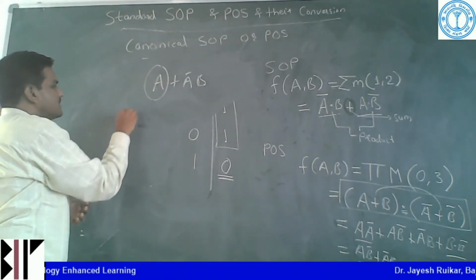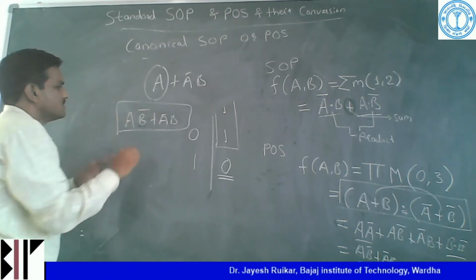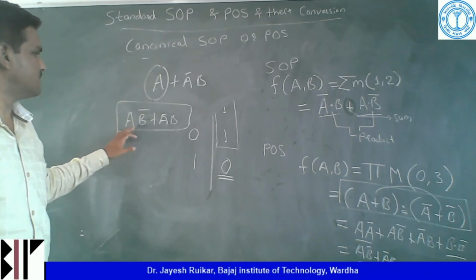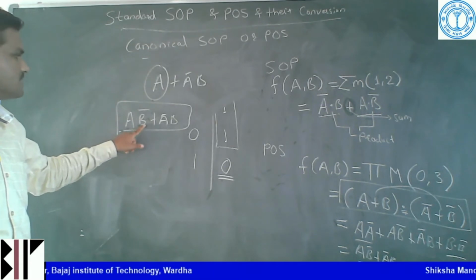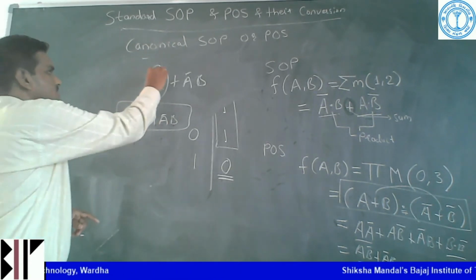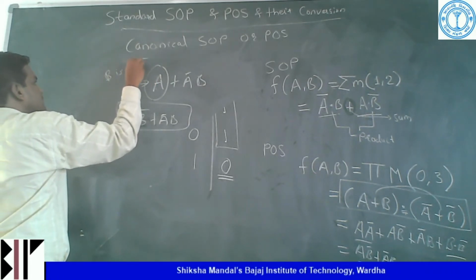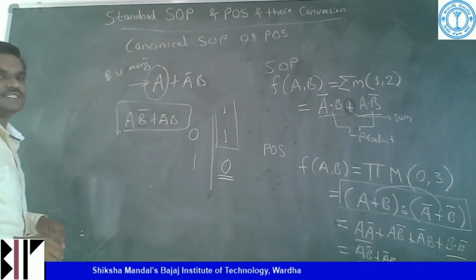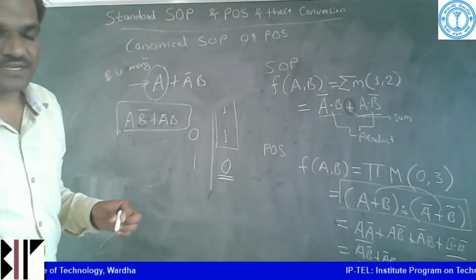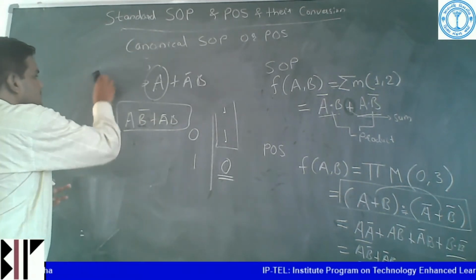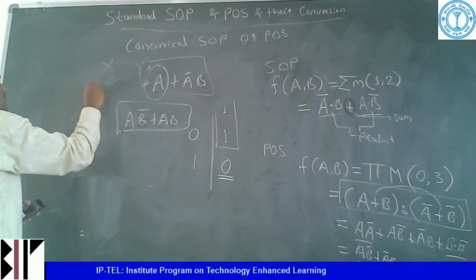If it is like A B bar plus A bar B, then both the literals are available. If it has two variables, both the literals are available, that is, here A B bar is there plus A bar B is there. In this case, B is not available, or we can say B is missing, either in normal form or in complementary form. So this is not the standard SOP.